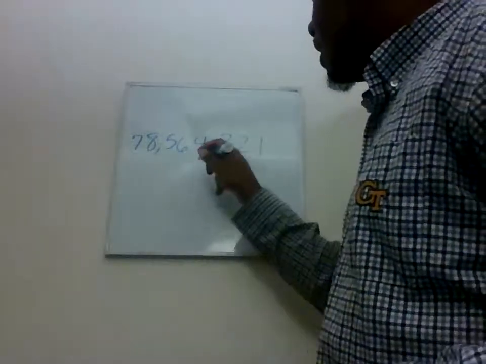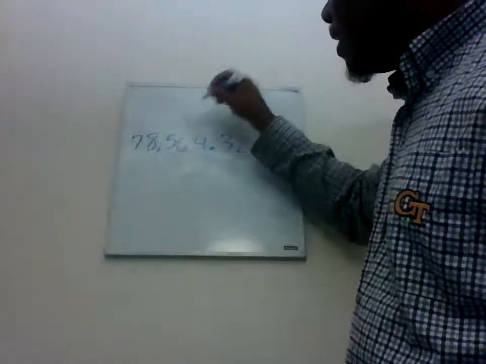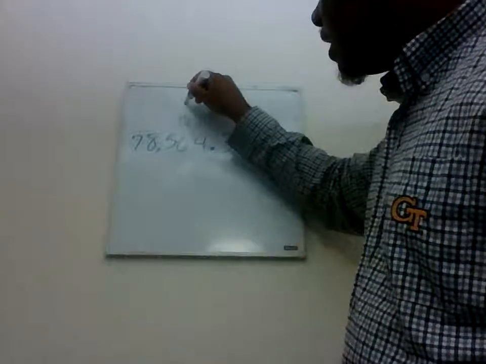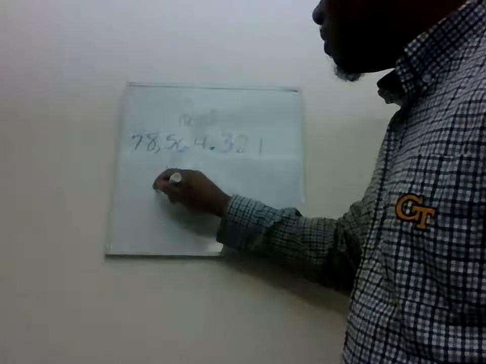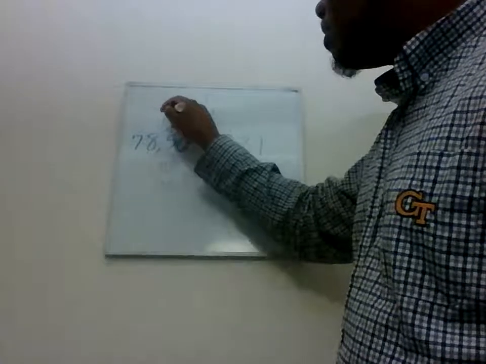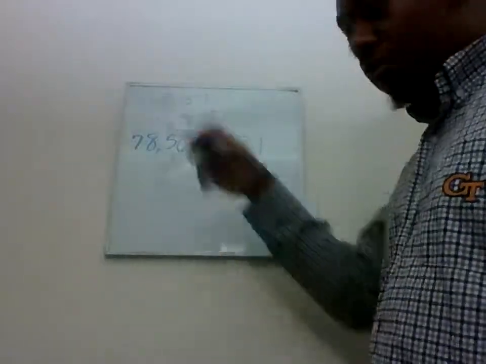So before we had, for the ones place, 10 to the 0 power or 1. For the tens place, we had 10 to the first power or 10. For the hundreds place, we had 10 to the second power or 100. For the thousands place, we had 10 to the third power or 1,000, and so on and so forth.